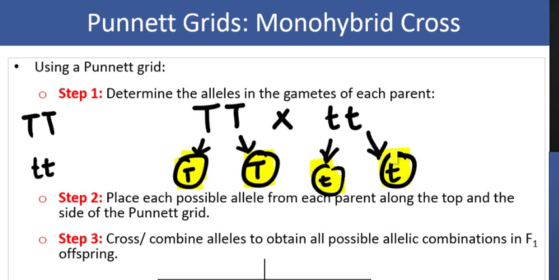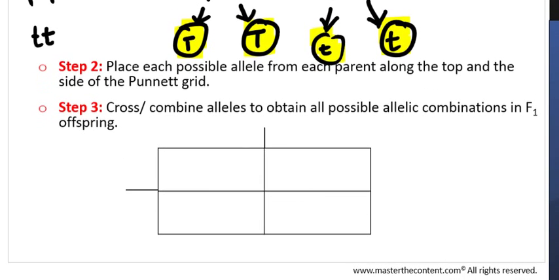Now that you know all the possible alleles that you can get from each of the parents involved in the cross, in the second step, we're just going to take those and place them on either side of the Punnett grid. For instance, if the tall plant was the male, putting those two alleles at the top would look like that. And if the recessive dwarf plant was a female, we would put those two alleles on the side right there.